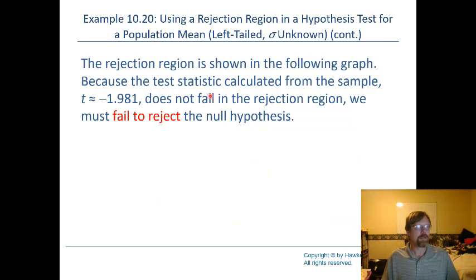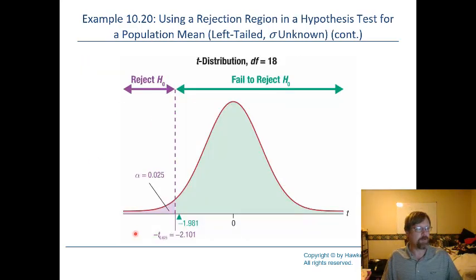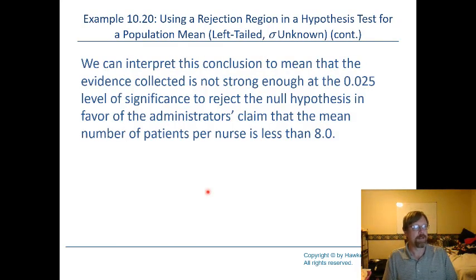Alright, so here, next slide will show our graph. Our t-score of negative 1.981 was not less than negative 2.01, so we have to fail to reject the null hypothesis, which means that the evidence collected is not strong enough at the 0.025 level of significance to reject the nurse's claim in favor of the administrator's claim that they see less than 8 patients per nurse.